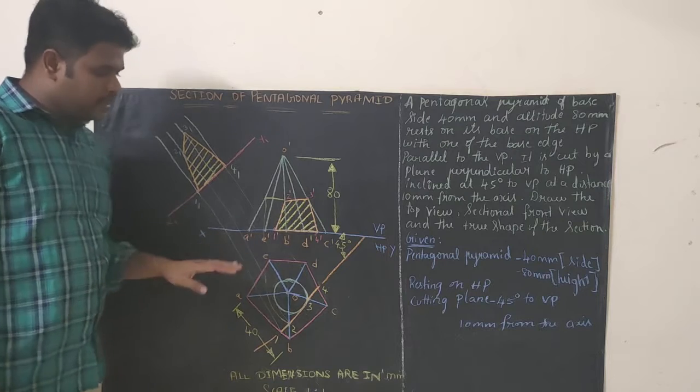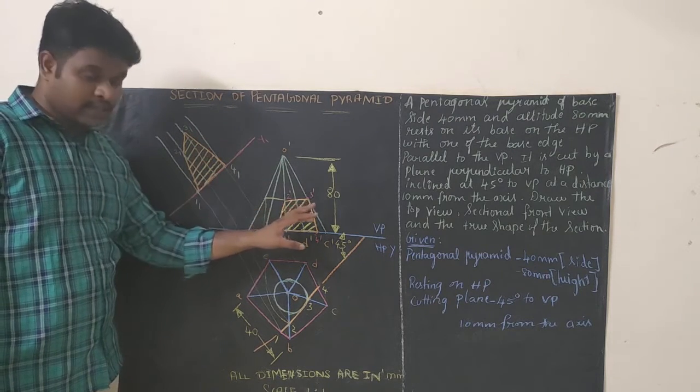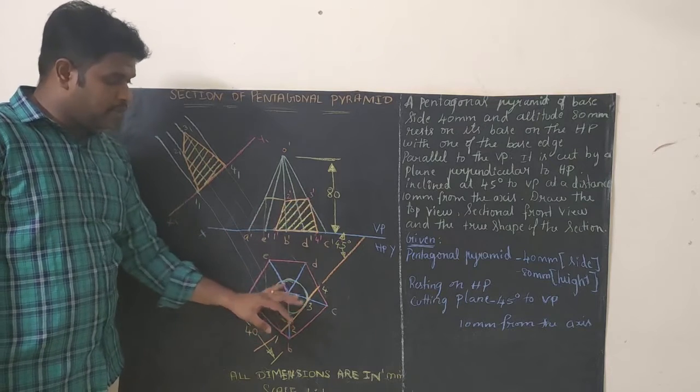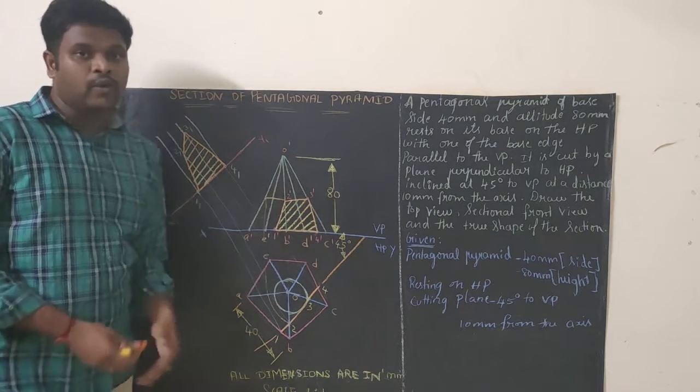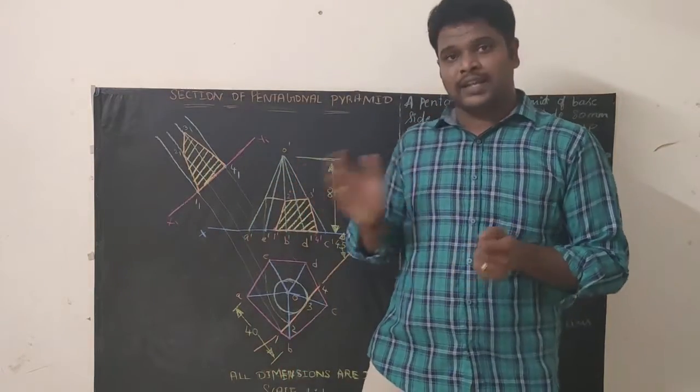So right now we have done the entire sum. So this is the true shape, this is the sectional front view, and this is the cutting plane. So this is top view and this is front view. So this is the way you need to draw the diagram. In case you have any doubt, you can ask in the comment section.